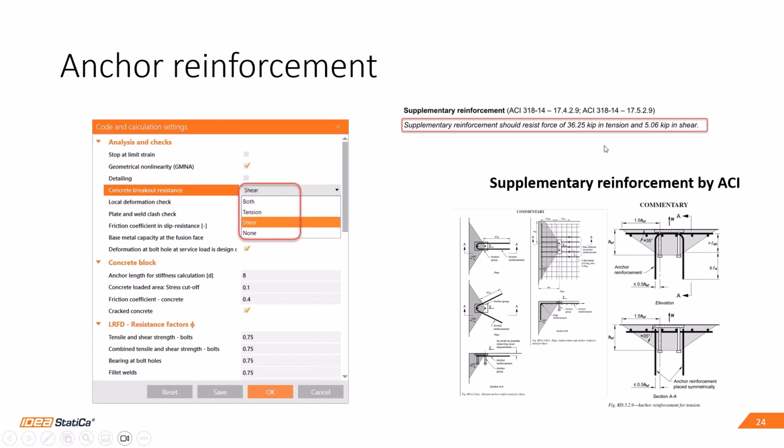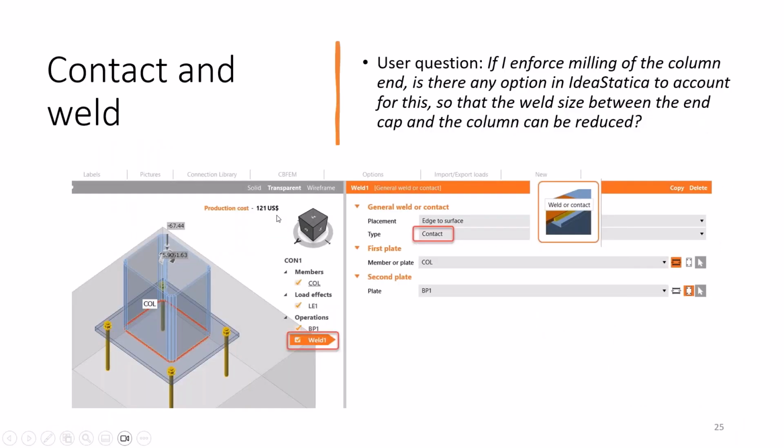Okay, so if you see ACI chapter 17, you can see that you can use supplementary reinforcement, and then you can overpass the concrete breakout resistance. So that's why we have this option to overpass that.